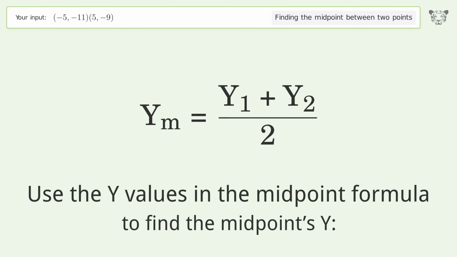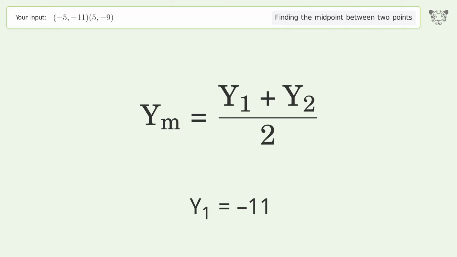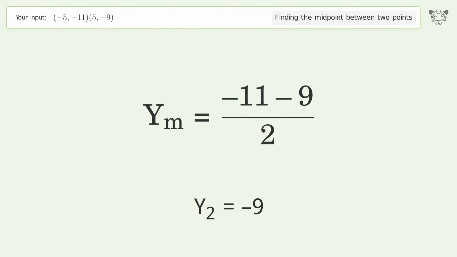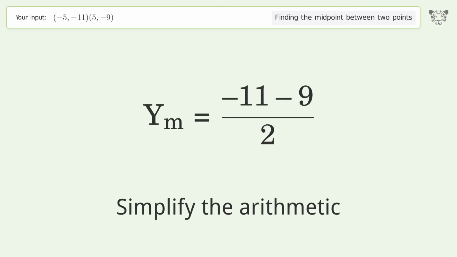Use the y values in the midpoint formula to find the midpoint's y. y1 equals -11, y2 equals -9. Simplify the arithmetic.